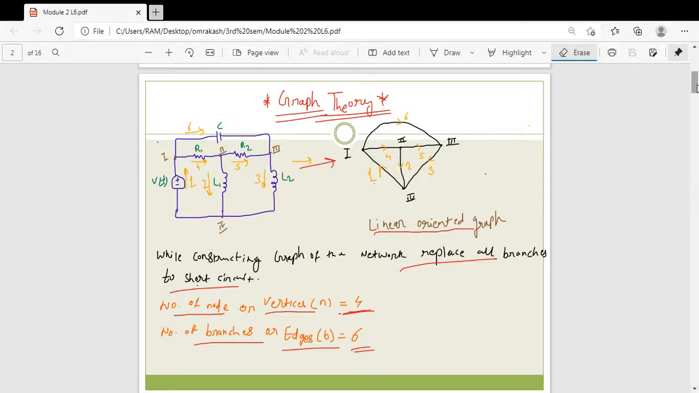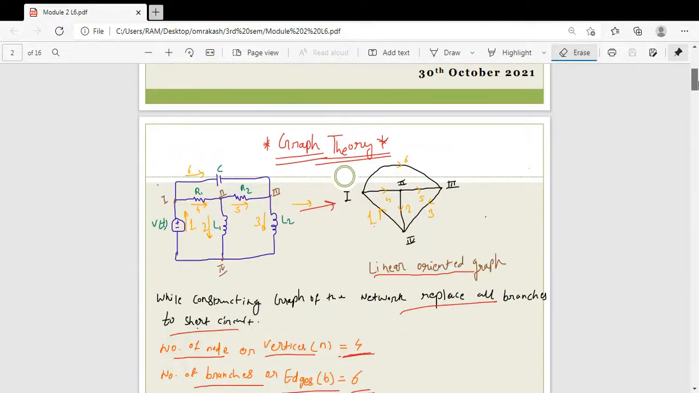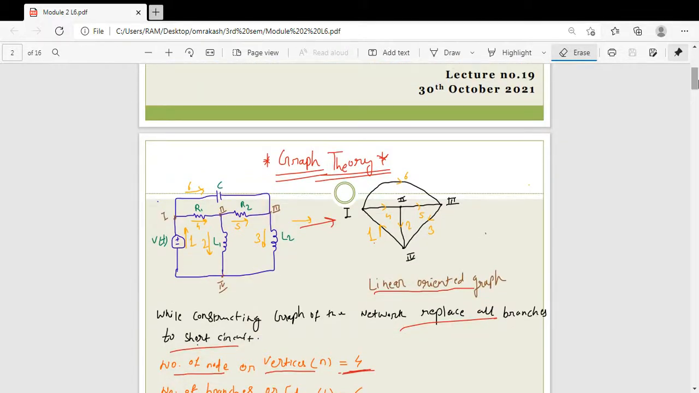Hello guys, today's topic is graph theory. Graph theory is most important, and we are using it. We do the calculation on the computer, right? If there are a number of equations, generally we take the help of computers. So computers understand the language of graph theory.